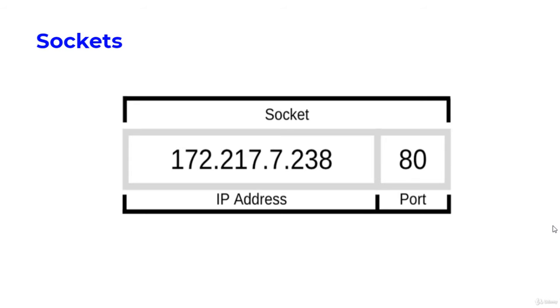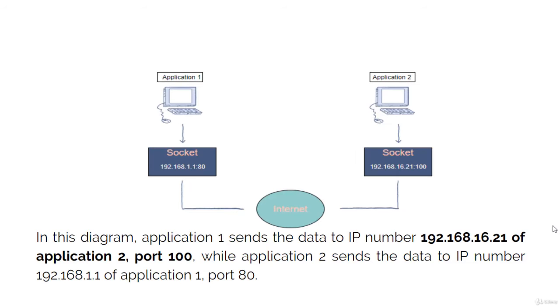In this diagram, you can see application 1 sends the data to IP number 192.168.16.21 of application 2 with port number 100, while application 2 sends the data to IP number 192.168.1.1 of application 1 with port number 80.